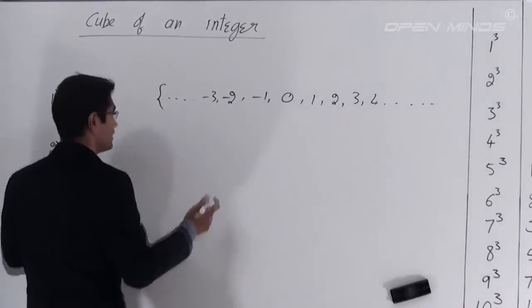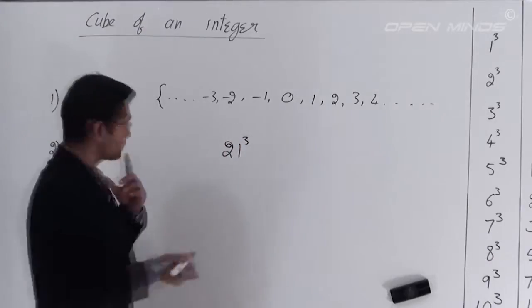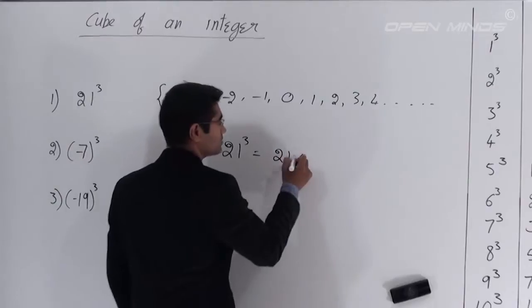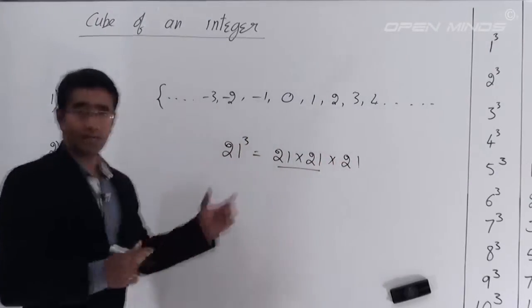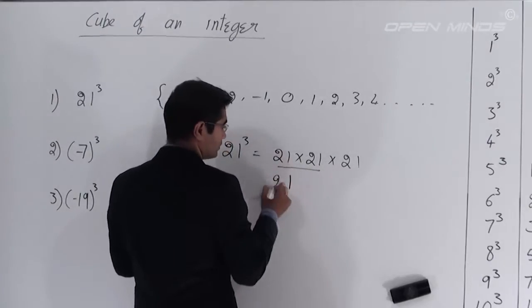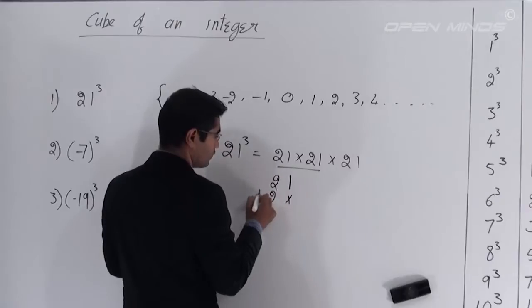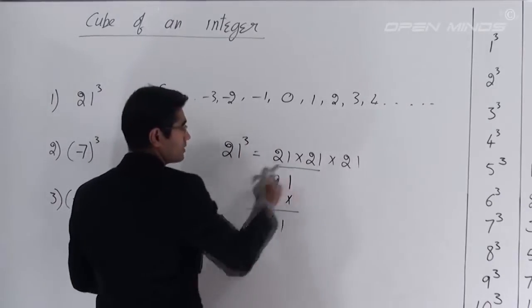Let's take the first one in your books, that is 21 cube. So what exactly is this? We can write this as 21 times 21 times 21. So let me multiply these two. If you multiply 1 and 1, that's 1, then you cross multiply, that's 2 and 4, and you get 441. Yes. So 441 is the multiplication of these two.